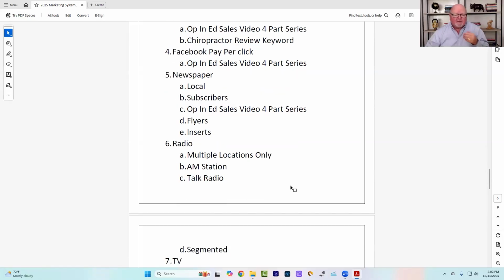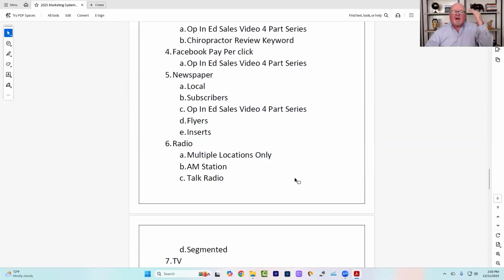Same with radio. There's different areas. Now, obviously, if you only have one location, that's not going to be very good. It's not going to be as cost effective. This is why when you have multiple locations, like I had 9 offices in the metro area, radio was really good for us. And then there's certain types of radio that work better, like talk radio. The one that works best is Christian talk radio with call-in, where you're willing to answer questions. Those are the ones that work best.